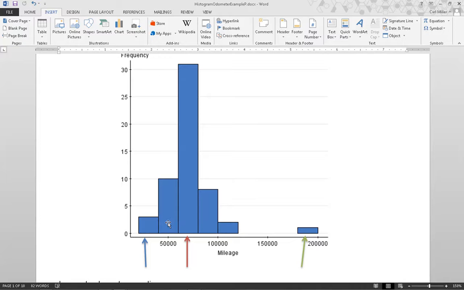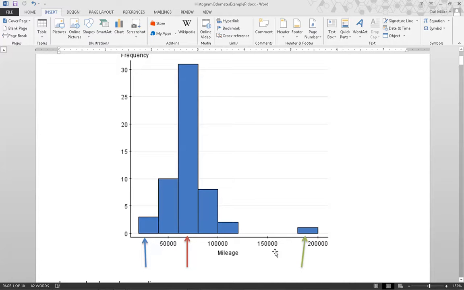Since the first bar is just half of a rectangle to the left of 50,000, this would have an upper bound or right endpoint of 50,000 minus half of that width of 20,000, for a total of 40,000. Then the smaller endpoint would be 40,000 minus 20 more thousand, which would be 20,000. So the first bar indicates the smallest mileage was between 20,000 and 40,000 miles.